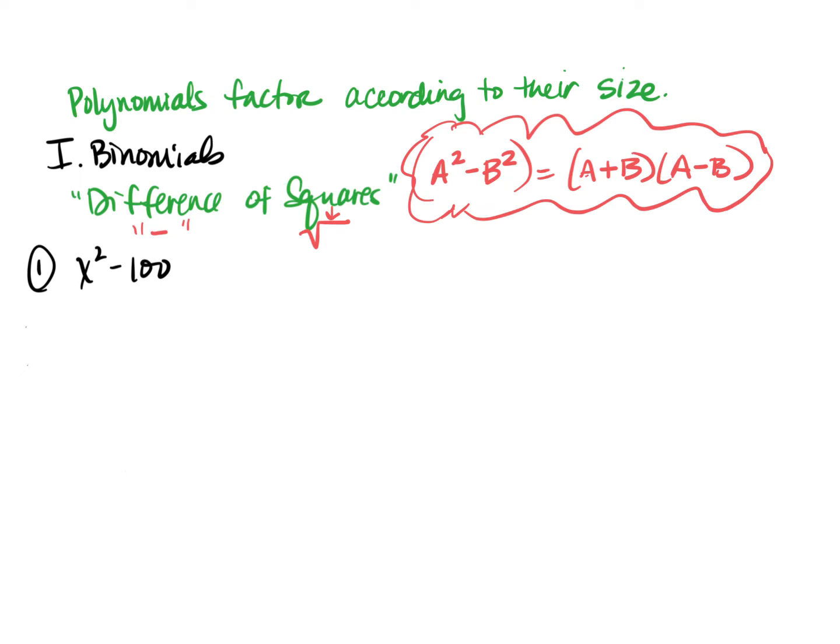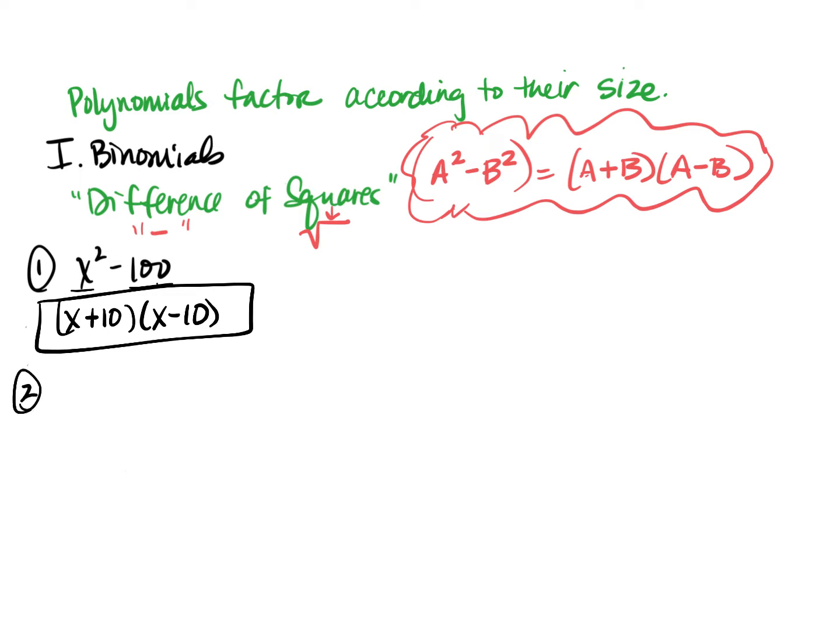Let's look at this, x squared minus 100. Here's a perfect square, here's a perfect square. So I'm going to do the square root of x squared is x, the square root of 100 is 10. x plus 10 times x minus 10. And that's it. They're really quick. There's not a lot of work to show because they just follow the pattern. Let's try the next one.